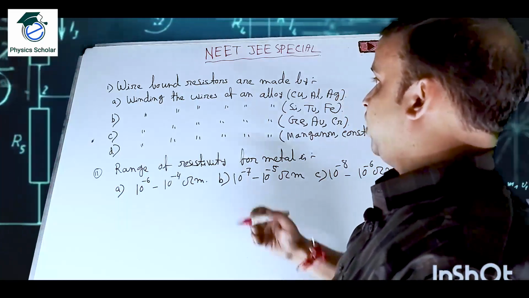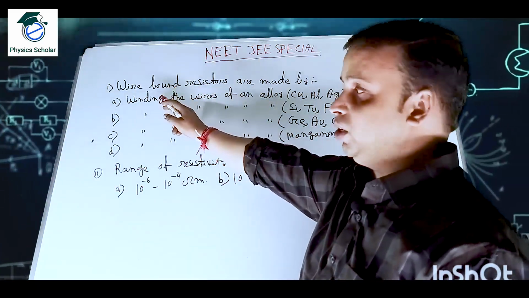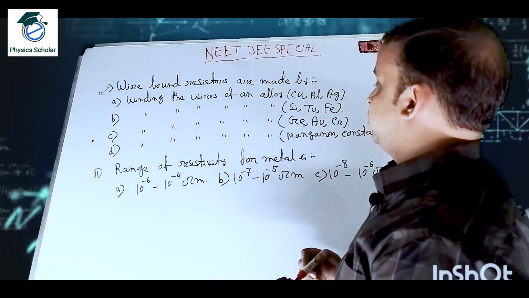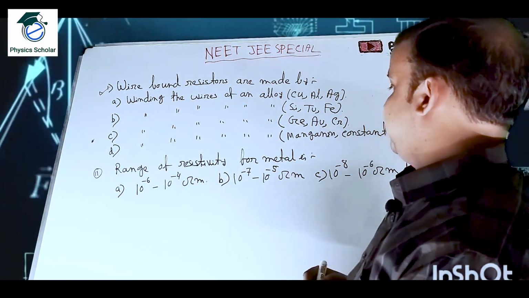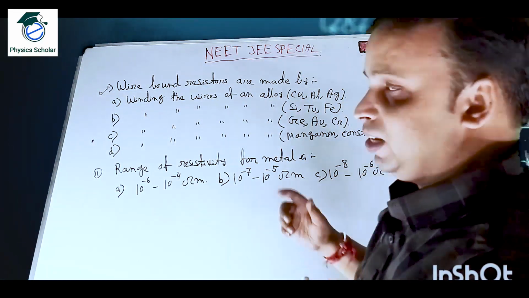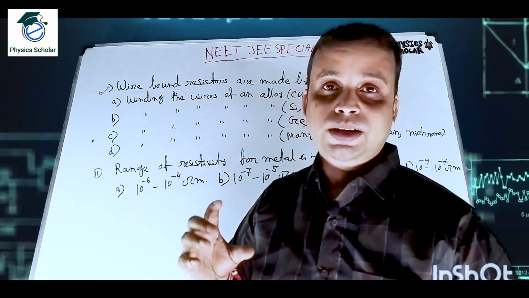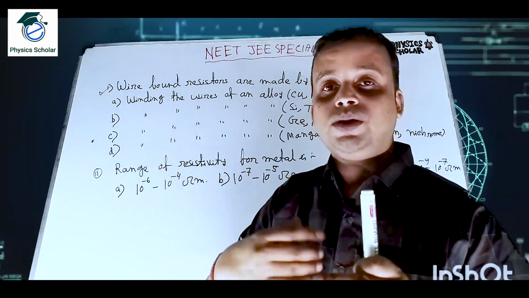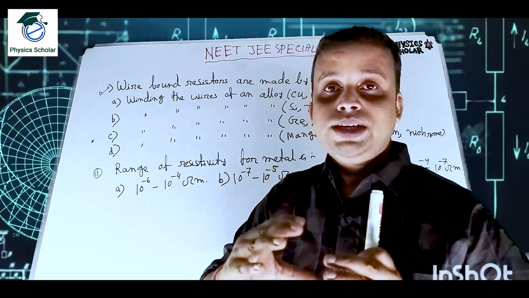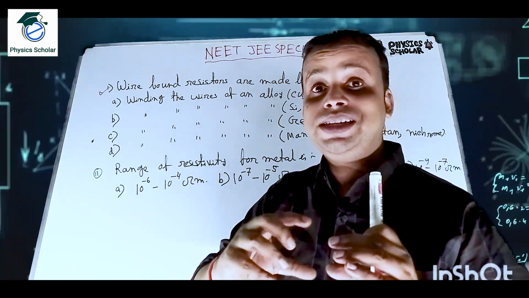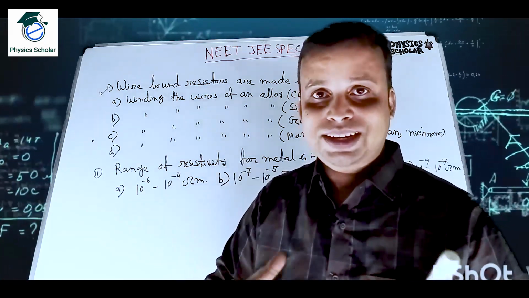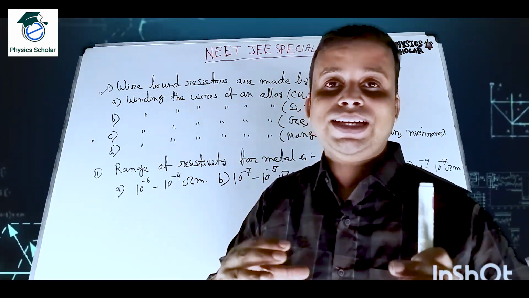So the first question is a theoretical question, not a numeric sum. Today's first question: wire bound resistors are made by. Students, remember one thing: wire bound resistors are made by some metals, or components, whose resistivity will be insensitive to temperature as much as possible.